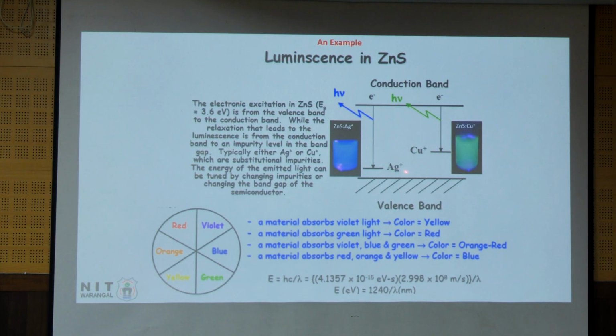This is a simple example. You see zinc sulfide. Zinc sulfide has a band gap of 3.6 electron volt. If I dope with copper ions, it's quantum dots of zinc sulfide, I can get green emission. But the same zinc sulfide, if you dope it with silver ions, I can get blue emission. The same zinc sulfide, if I dope it with manganese, I'll get orange red at 590 nanometers.